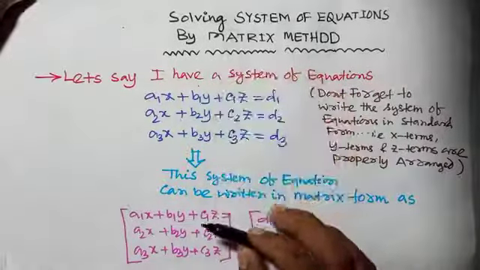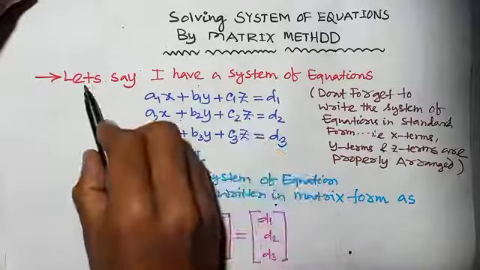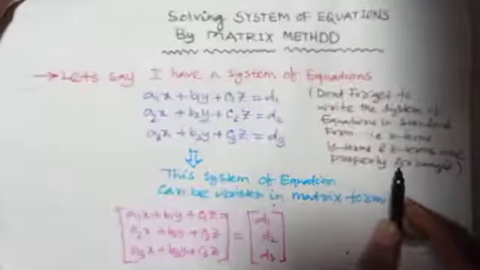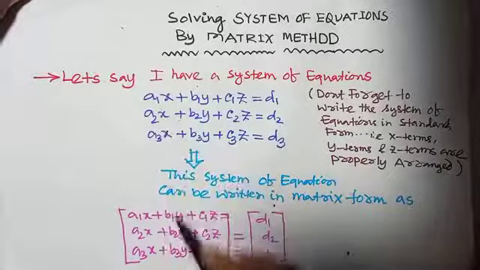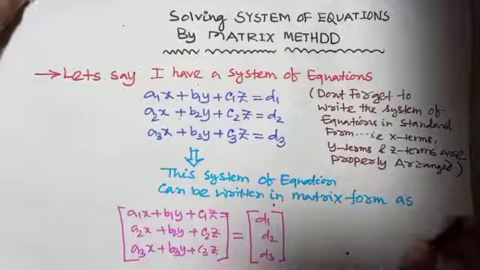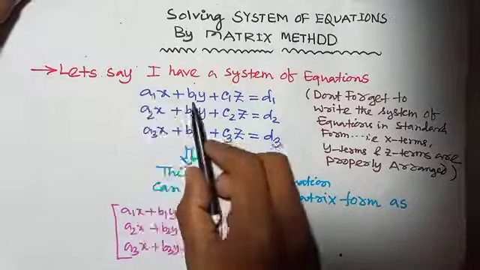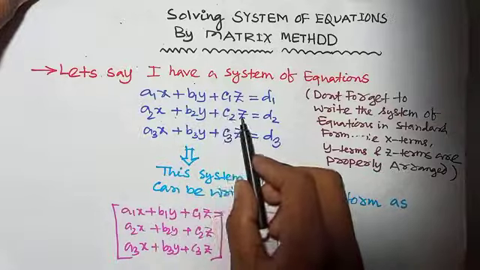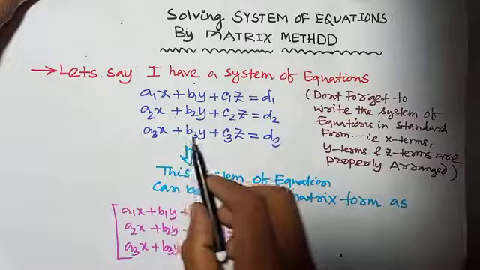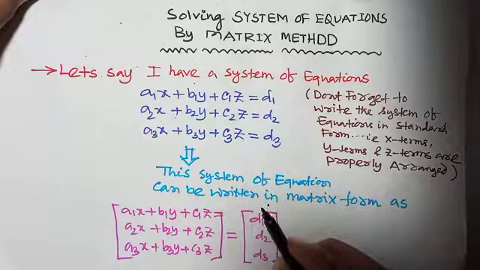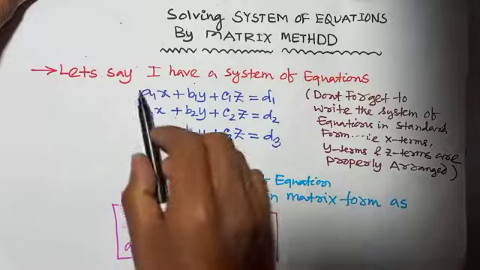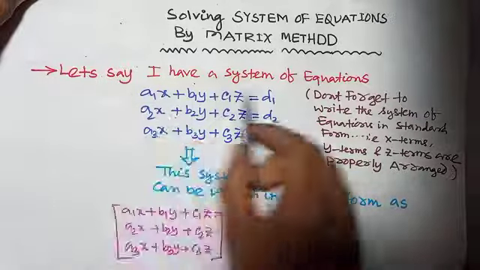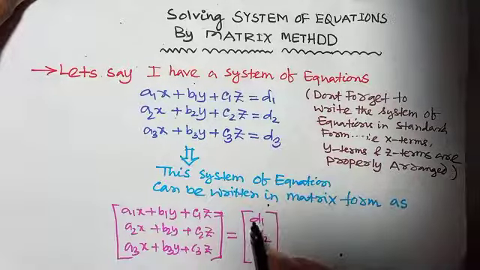Okay, so let's say I have a system of equations like this, which is given by a1x plus b1y plus c1z equals d1, a2x plus b2y plus c2z equals d2, a3x plus b3y plus c3z equals d3. Alright, so let's say this is my system of equations, and I want to solve it with the help of the matrix method.